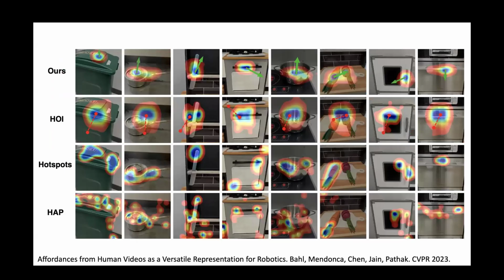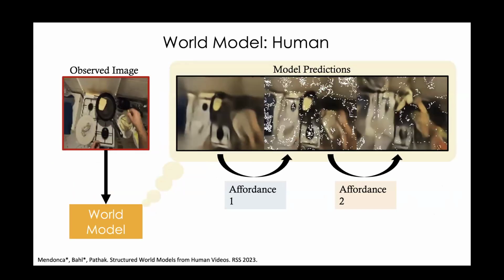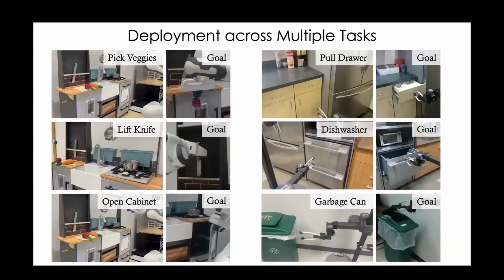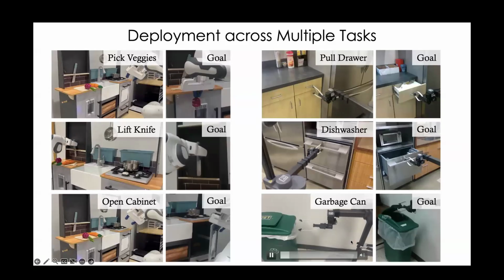Then you can transfer them to new objects and unseen scenarios. These models can already tell you ahead of time where you should pick the object. This is the handle, this is the cover, and which direction you should move it to open the oven, cabinet, etc. And it's fully transferring from just human videos without any other supervision from outside. And we can also use these affordances as a space for world models. Here we train a single world model that can control all these tasks together.